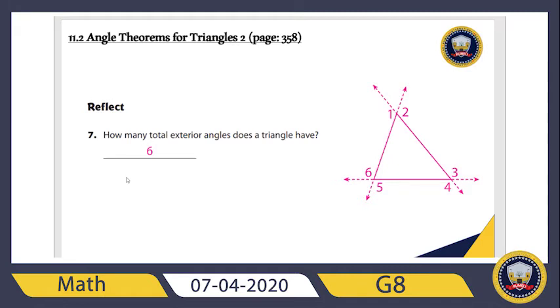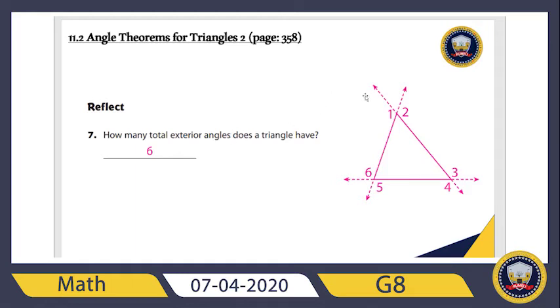Now, you understood how to draw the exterior angle, and you understood what the exterior angle is. It's basically by extending one of the sides of the triangle, and the resulting angle is called the exterior angle. Now, the question says, how many total exterior angles does a triangle have? Of course, the triangle doesn't have just one exterior angle, but it can have more than one.